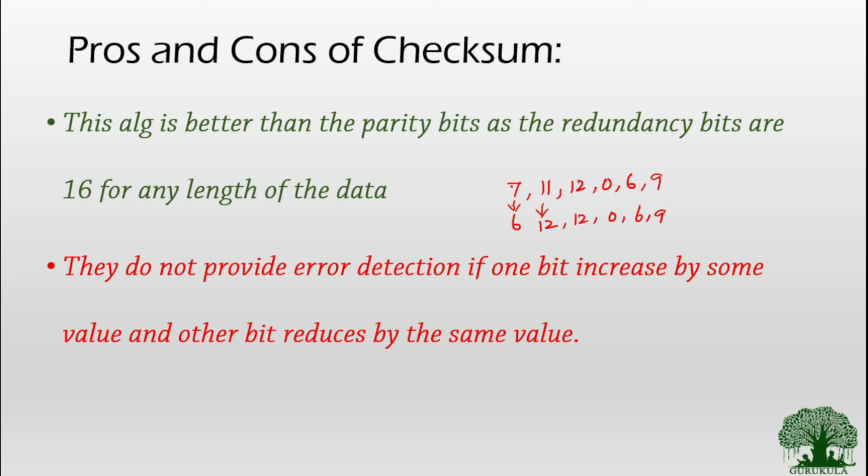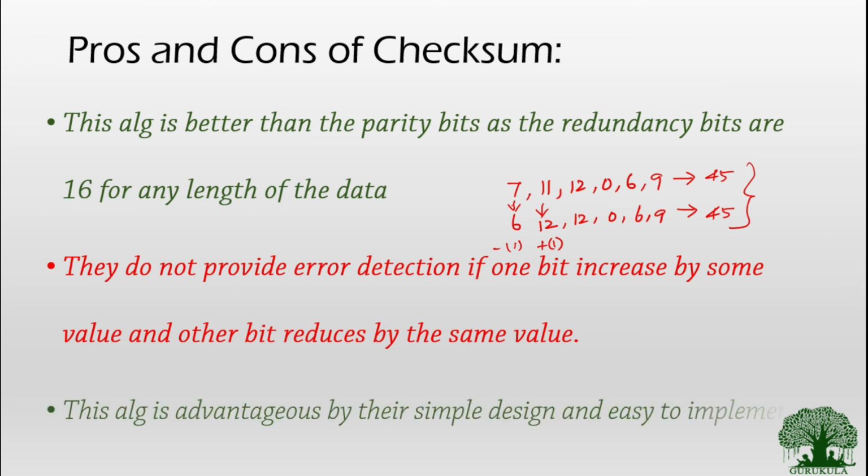As you could see, 7 is reduced by a value of 1 and then 11 is increased by a value of 1. So if I sum this particular group of values, I am going to get 45, and similarly I am going to get 45 for this set of values as well. In this type of case, my checksum will not work properly. So these types of errors may go unidentified by the checksum algorithm, and there we will have to find an alternative. So that is one downfall of this particular checksum. This algorithm is advantageous for its simple design, and it is also easy to implement both at the transmitter side as well as the receiver side.